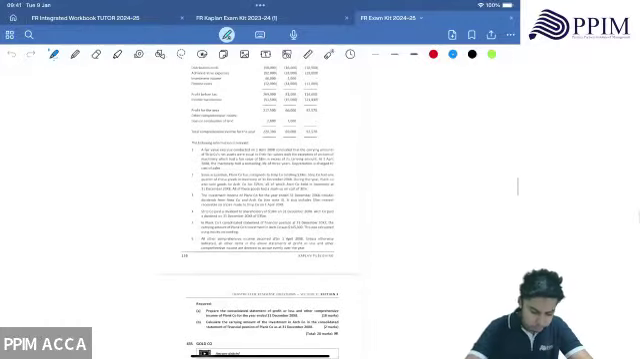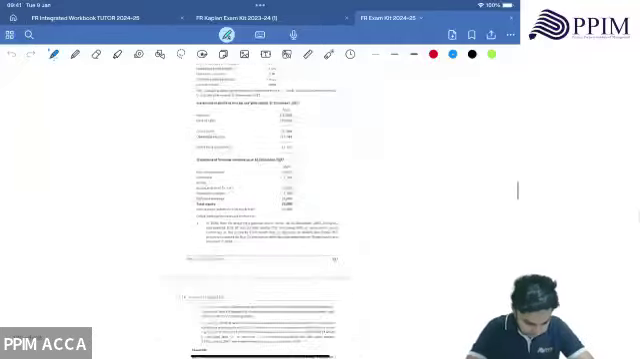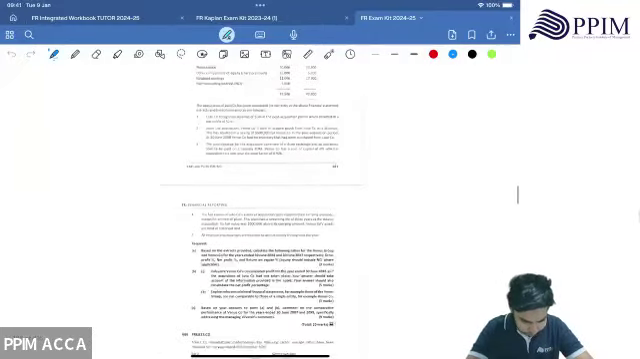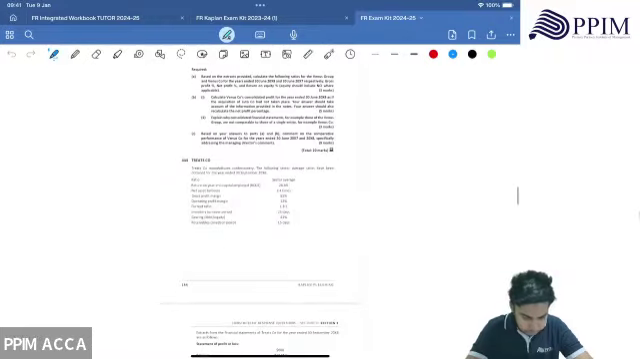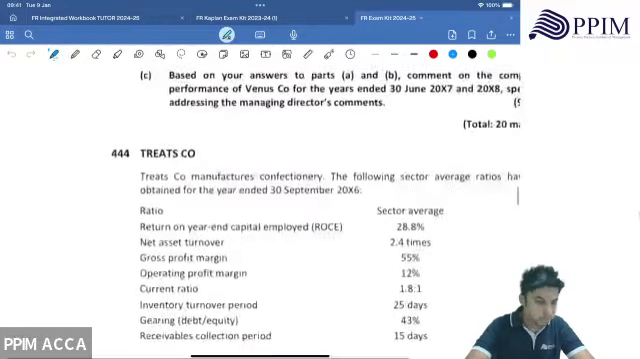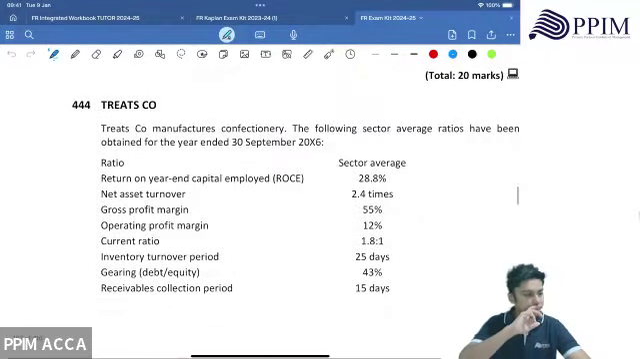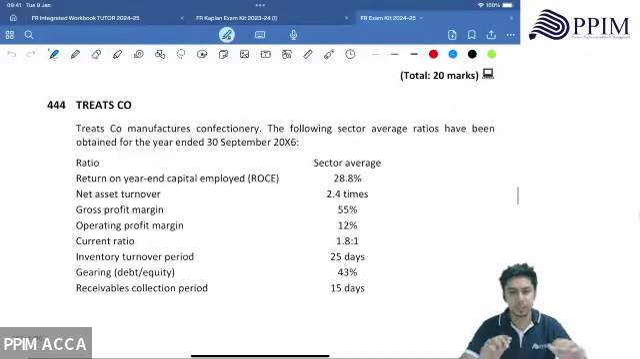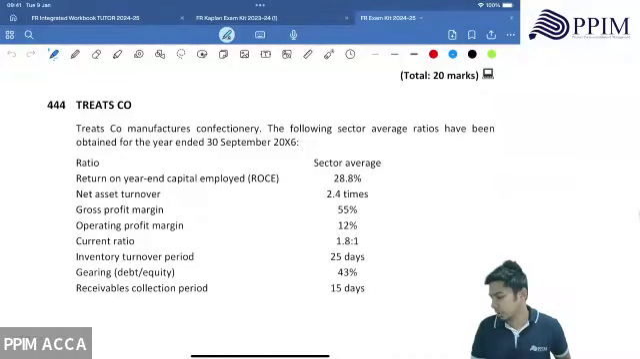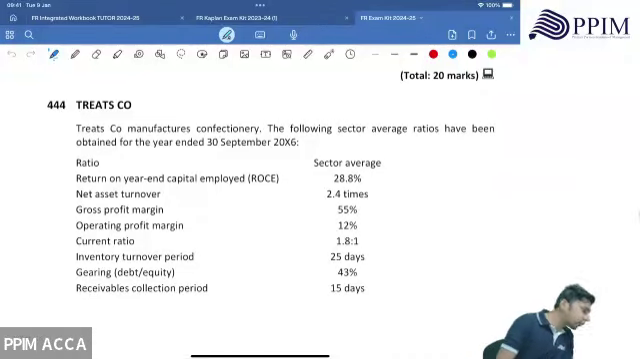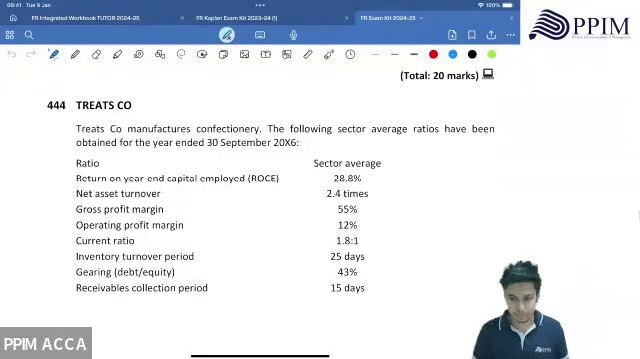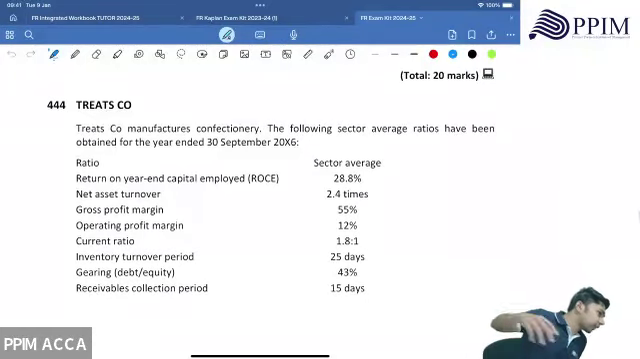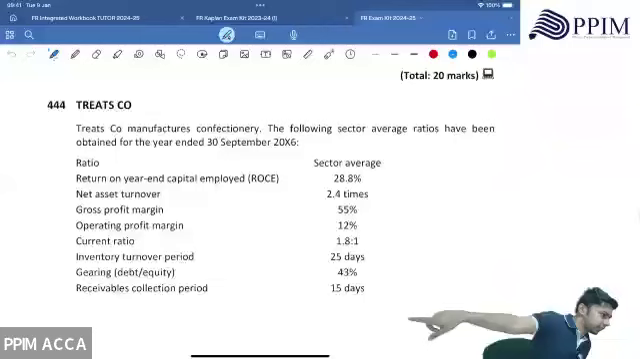Those who have your laptops, can you open MS Word? We will analyze the question through them. This is the question that I'm going to do, 444. The question name is Treats Corporation. Please mark that one over there. Put the heading: question number 444, question name is Treats. You all can see the board from there, is it okay?